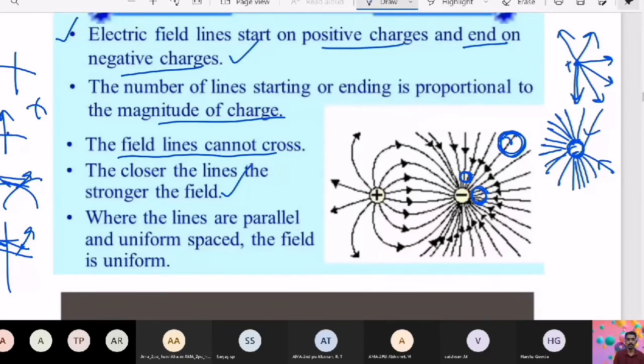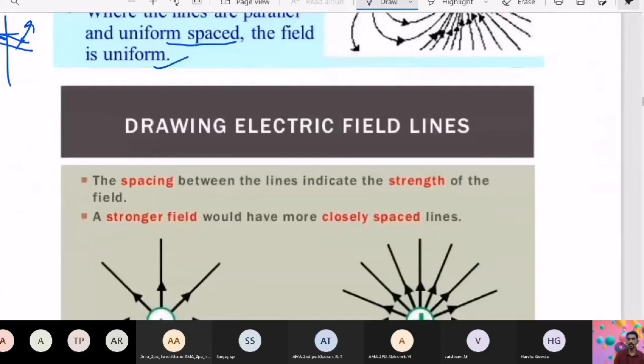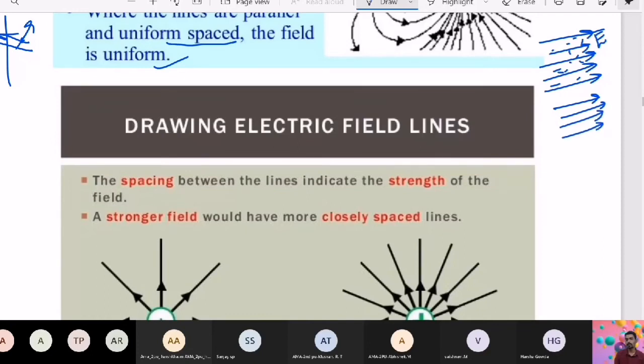And where the field lines are parallel in uniform spacing, the field is uniform. In previous questions also we sometimes represented the field like this. See, equally spaced and parallel lines. This is called a uniform electric field, meaning everywhere the field is the same. So wherever the field lines are parallel to each other and equally spaced, at any point you will find the same field. That field we call a uniform field.